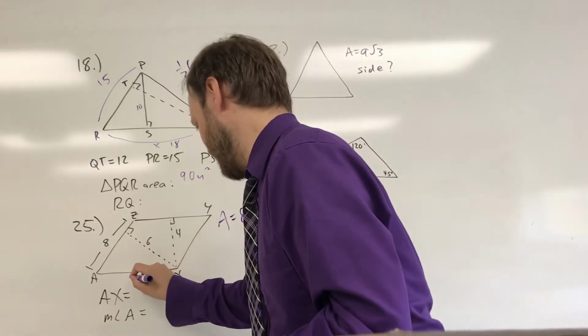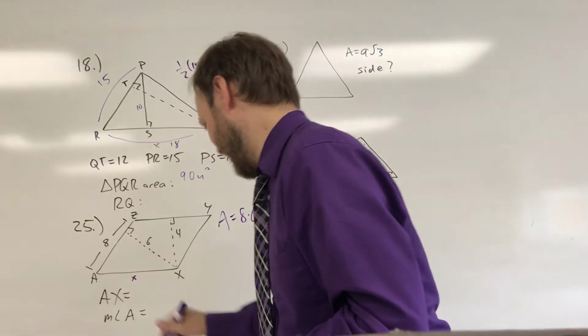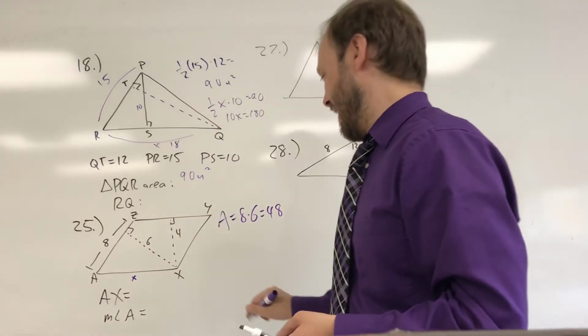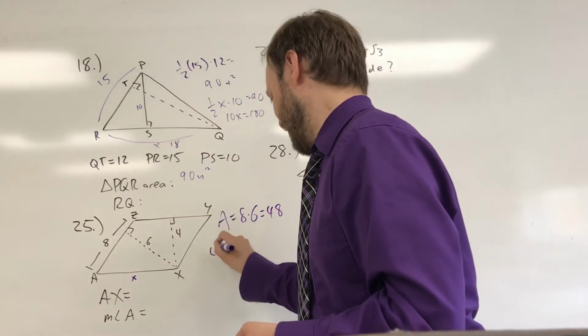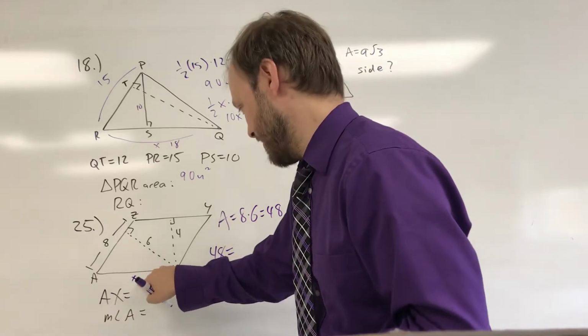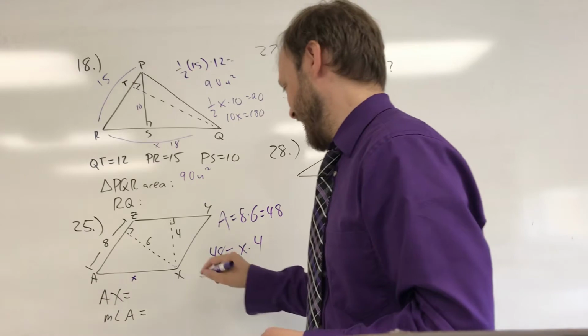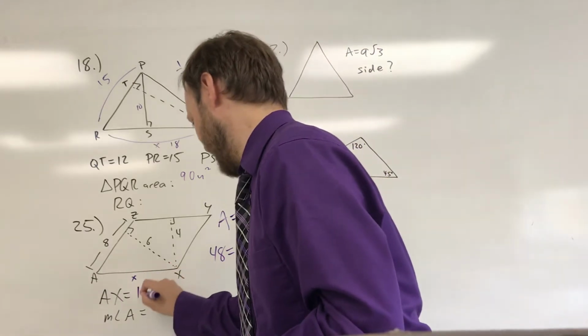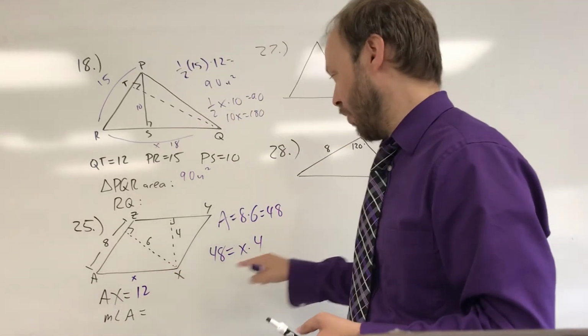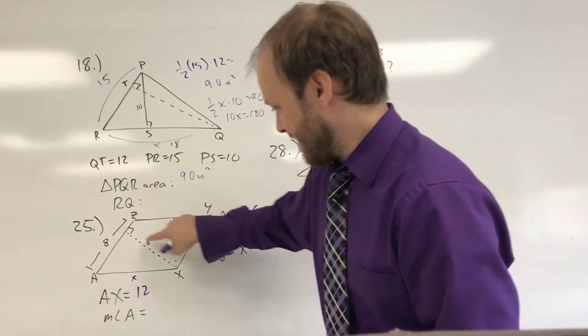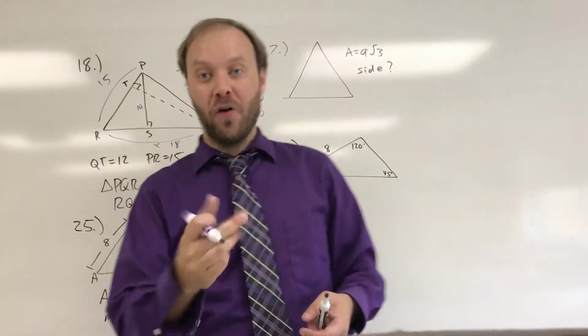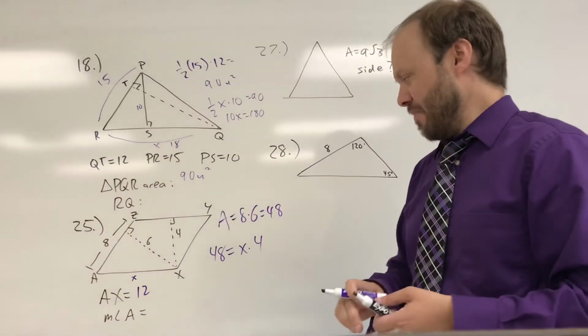So maybe we could call that base there, maybe lowercase x, that's a capital X, and we know that the area is 48, and that's equal to the base of x times the height of 4, and that tells us that AX is going to have to have a length of 12. So 12 times 4 gives you an area of 48. 6 times 8 with that base and that height also gives you 48. Okay.